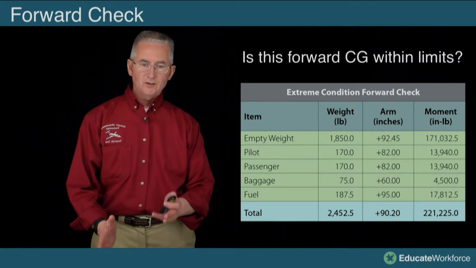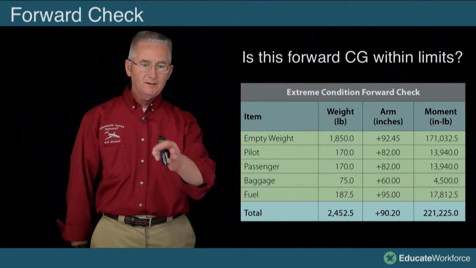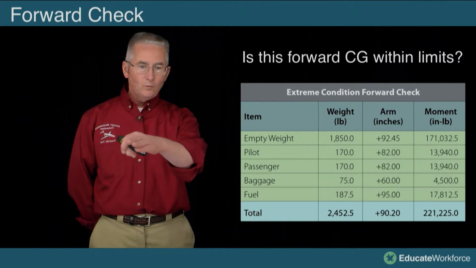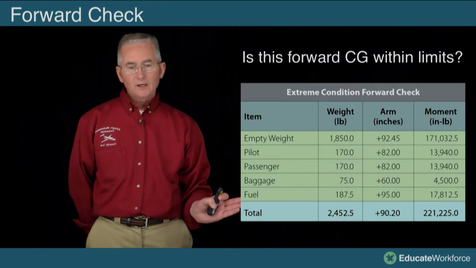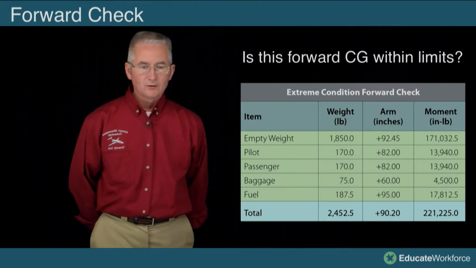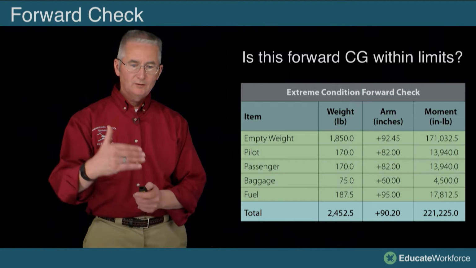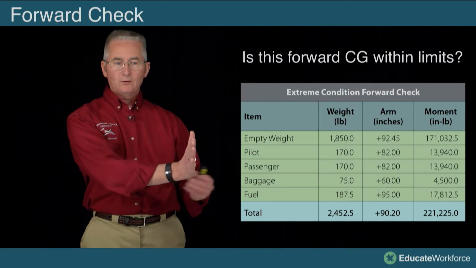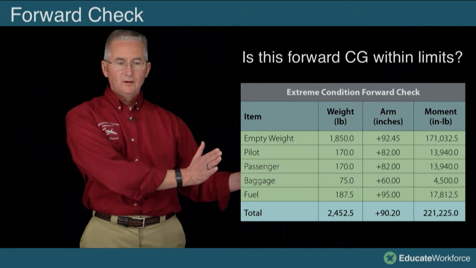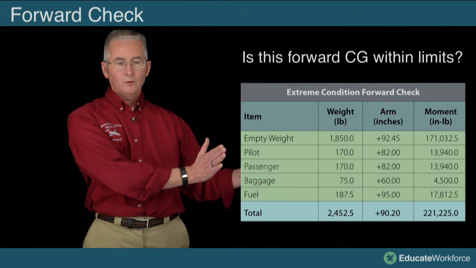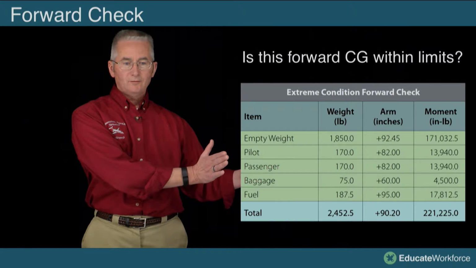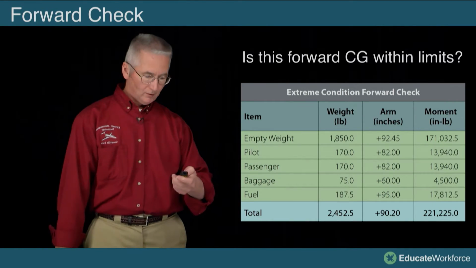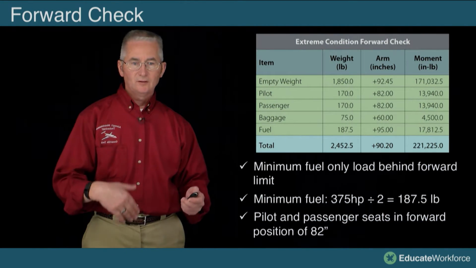In this forward CG check, we've mathematically calculated it, and with everything that we can load forward of the center of gravity, we still come up with 90.2 inches. We have a total weight of 24,525 and a half. We have a total moment of 221,225, to give us an arm of 90.2 inches.